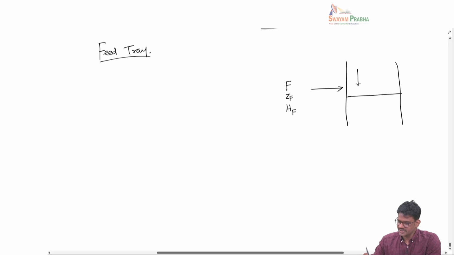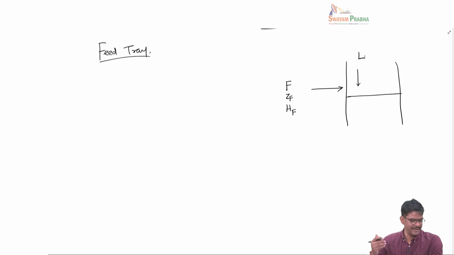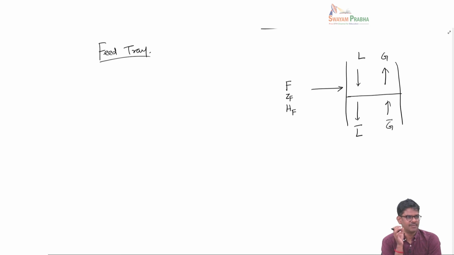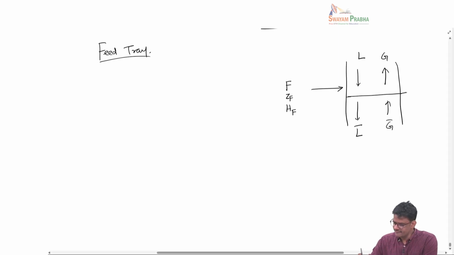And then you look at what is coming into this feed tray. We will say this is L, because just above the feed tray is the flow rate of the enriching section. Below that we have L bar. The reason that L changes to L bar is because the feed is now mixed with it. Similarly, the gas flow rate above is G and below is G bar. As I said, F can be a mixture of both liquid and vapor, so both L and G can be changed at the feed tray. Let's say this is the Fth tray, just for indexing purposes.